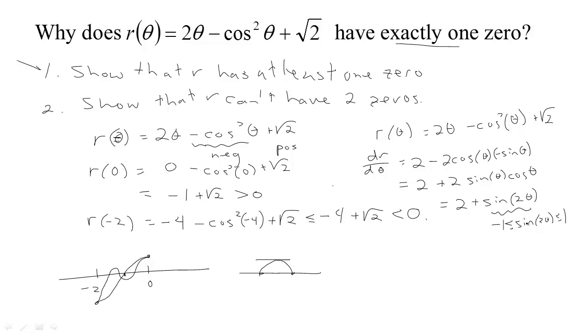So if we have a number between negative 1 and 1 and we add 2 to it, see, if I add 2 to all sides of this inequality, 2 plus negative 1 would be 1, is less than or equal to 2 plus the sine of 2 theta, and 2 plus 1 would be 3. So our derivative here, dr d theta, must always be between 1 and 3. That means the derivative is never 0. So that means it's impossible for it to have two zeros, because by Rolle's theorem the derivative would have to be equal to 0. So by Rolle's theorem it can't have two zeros. And we're done.